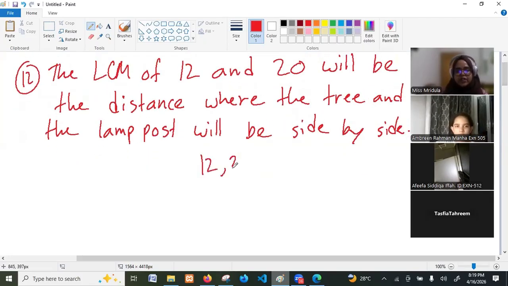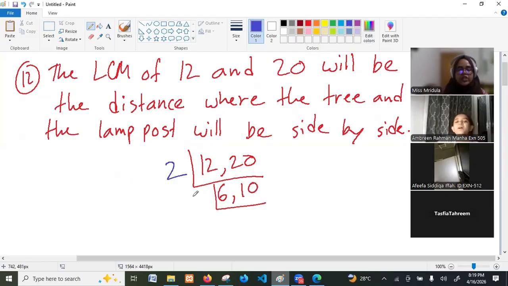So 12 and 20. Both are even. We can take 2. That will give us 6 and 10. Both are even as well. So we can take 2 again. It will give us 3 and 5. So we cannot take any more because 3 and 5 both are prime numbers. So we can stop here.